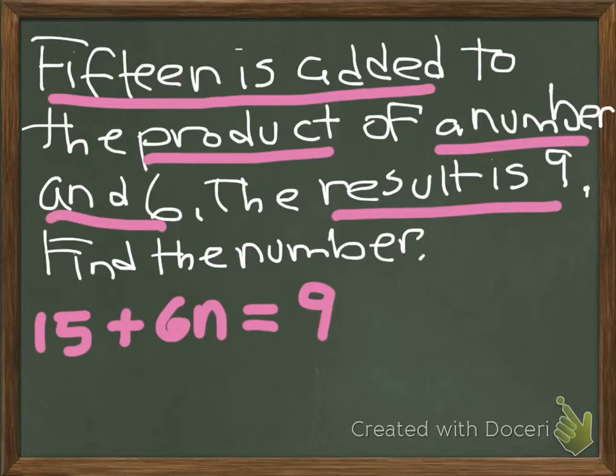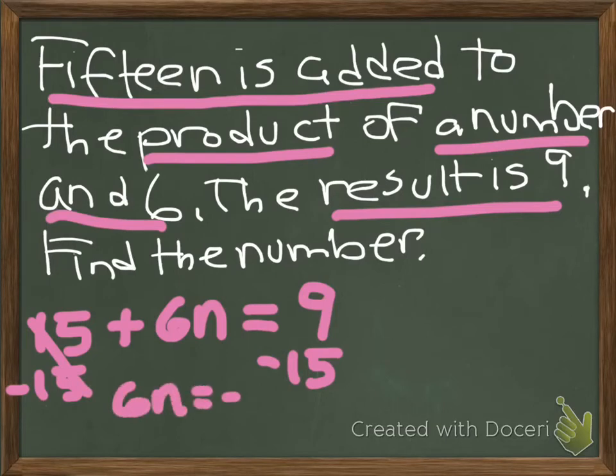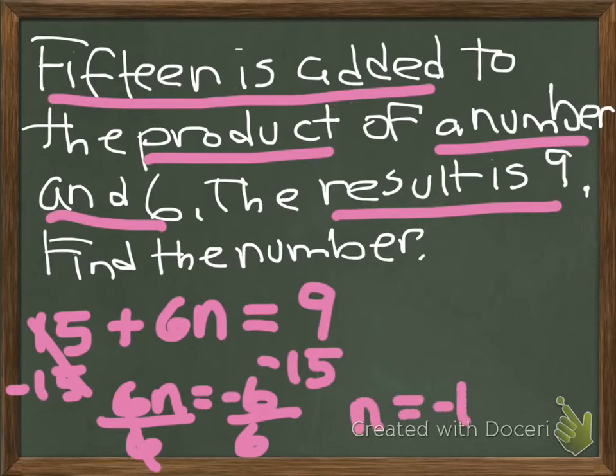Now we're going to solve for n, so we want to subtract the 15 since it's positive, which will make it 0. We bring down 6n equals negative 6, and we're going to divide by 6 and divide by 6. So n would be negative 1.